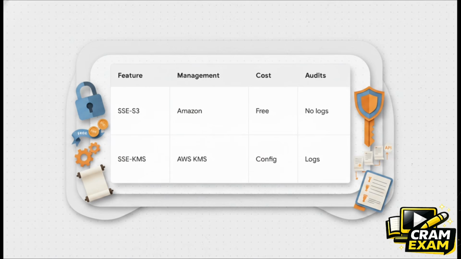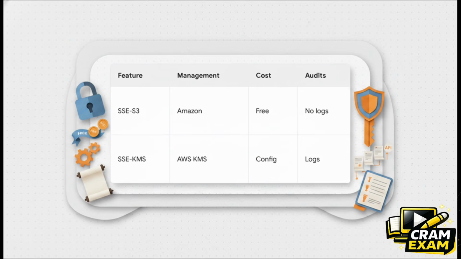It means this forces all traffic to use secure SSL or TLS connections, completely rejecting anything that's unencrypted. And for encryption at rest, you face a massive architectural choice: SSE-S3 or SSE-KMS. SSE-S3 means Amazon automatically manages the encryption keys for you. It's totally easy and it's free. But SSE-KMS means you manage the keys using the AWS Key Management Service.